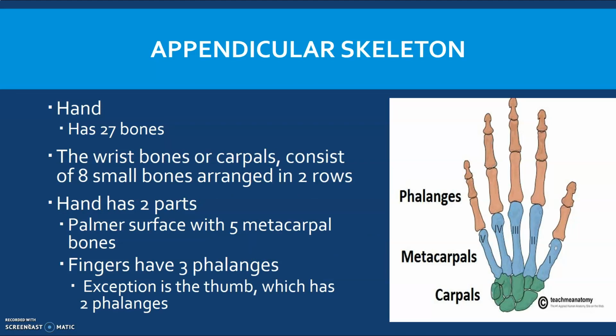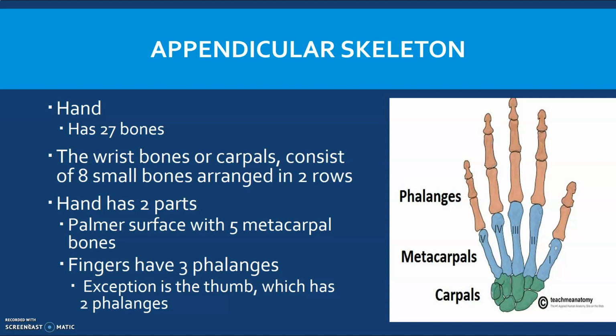The hand has 27 bones. The wrist bones, or carpals, consist of 8 small bones arranged in 2 rows. And the wrist bones are a type of short bones, and they are designed to provide stability.